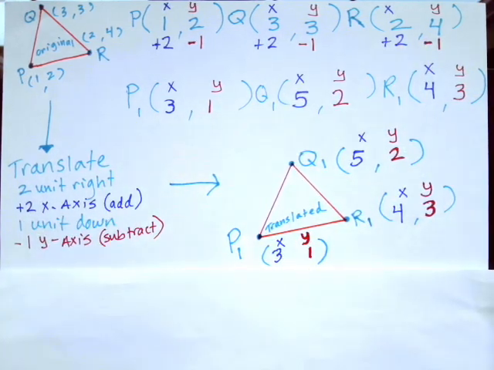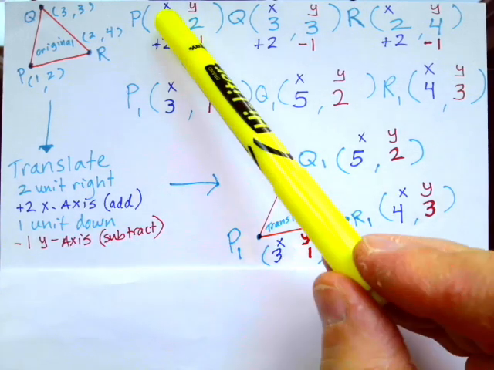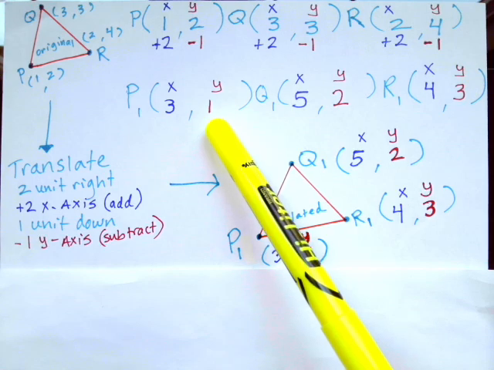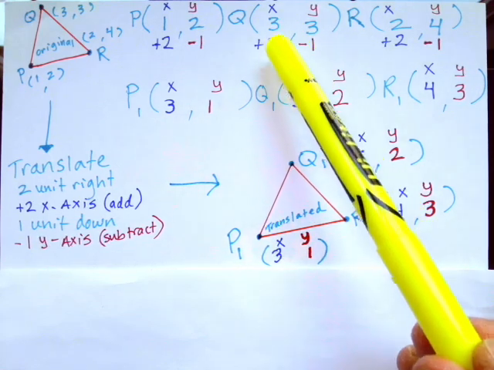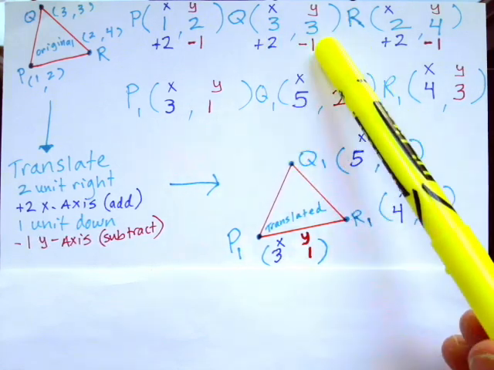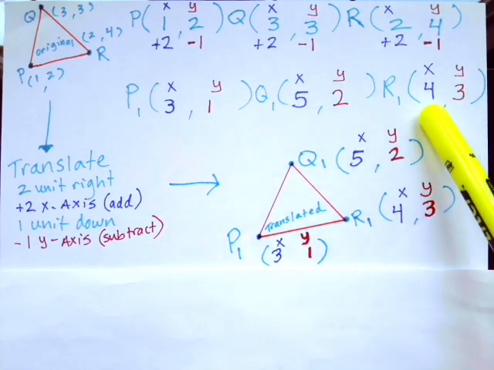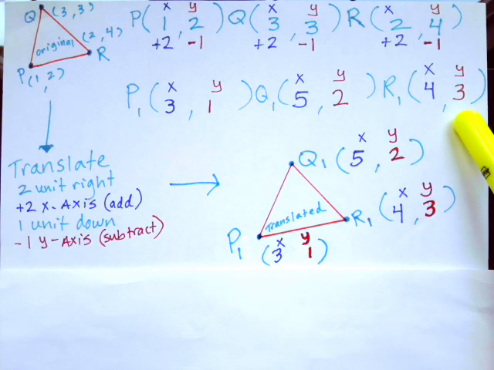In a moment, I'm going to show you how to reflect. So let's take a look. 1 plus 2 is 3. 2 minus 1 is 1. Okay, vertex Q. 3 plus 2 is 5. 3 minus 1 is 2. Vertex R. 2 plus 2 is 4. 4 minus 1 is 3.